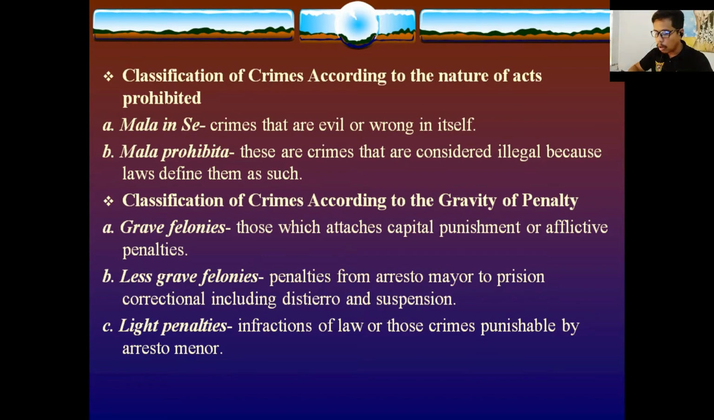Strolling in the streets or wandering around during nighttime is actually okay. It is not wrong. It is not evil in its nature. It only becomes illegal because there is a law punishing it. So such crimes can be considered as mala prohibita.